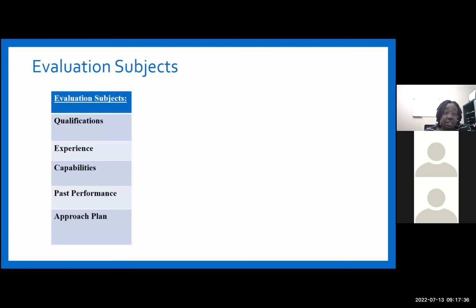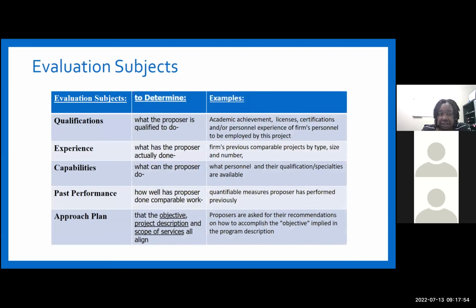And here are the evaluation subjects: qualifications, experience, capabilities, past performance, and approach plan. These are the different evaluation areas that you can use for evaluating your proposals. Qualifications determines what the proposer is qualified to do. An example of that would be academic achievement, personnel experience. So experience, what has the proposer actually done? Firms' previous comparable projects by the type of projects and the size and number will be a good way to measure this, something good that you can ask for. These are things that you can request.